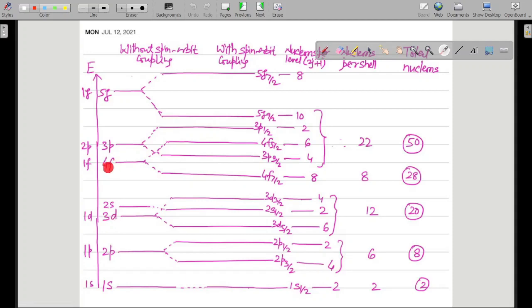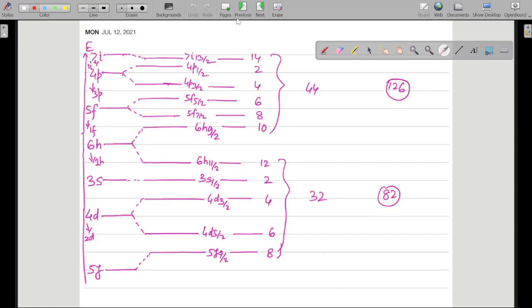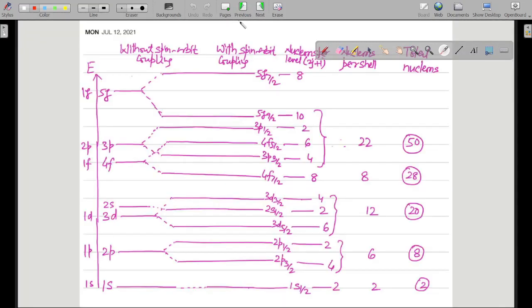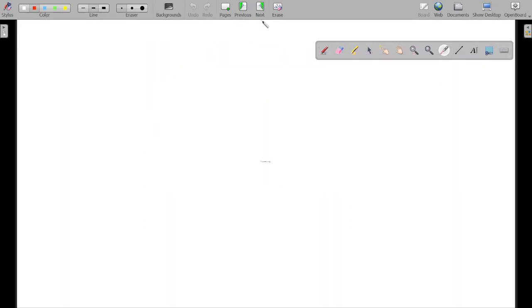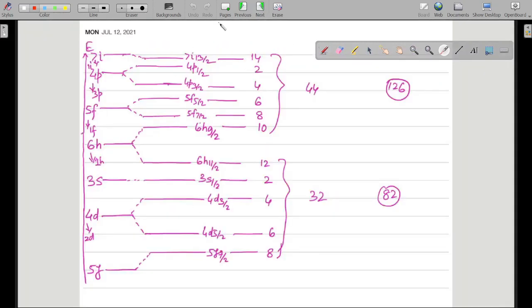From here onwards, whenever F is encountered once again, that will be named 5F. So that's how you have to see this. By this particular trick, you can see this entire energy level diagram. There is no big deal in it.